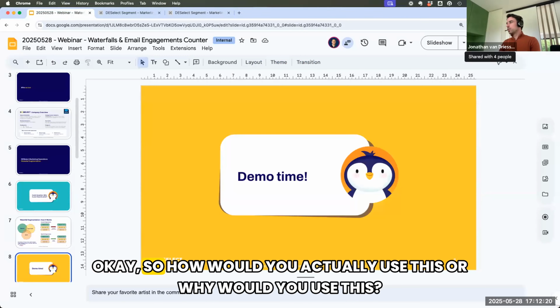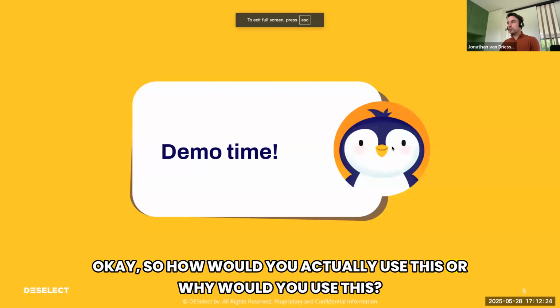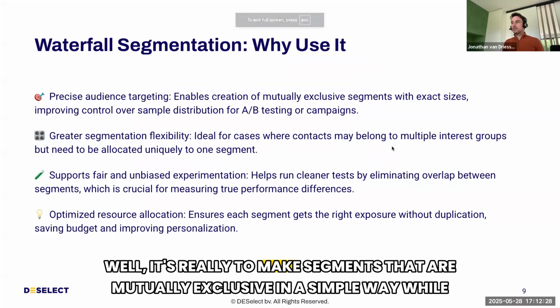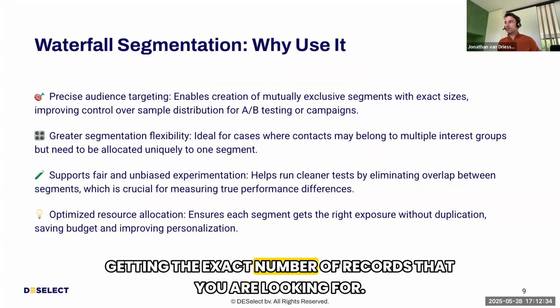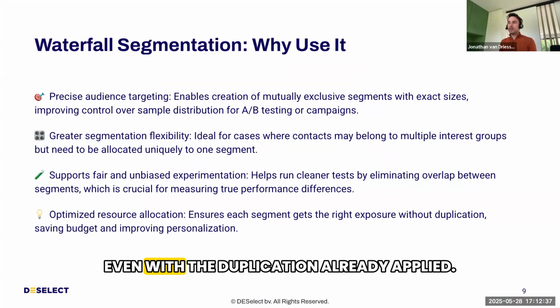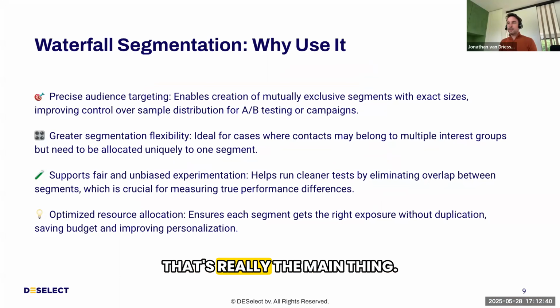Okay, so how would you actually use this, or why would you use this? Well, it's really to make segments that are mutually exclusive in a simple way, while getting the exact number of records that you are looking for, even with the deduplication already applied. That's really the main thing.